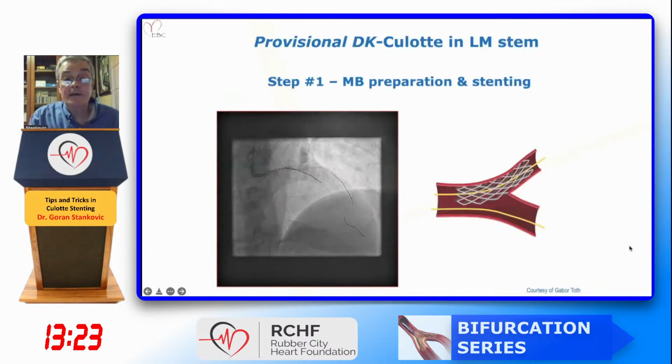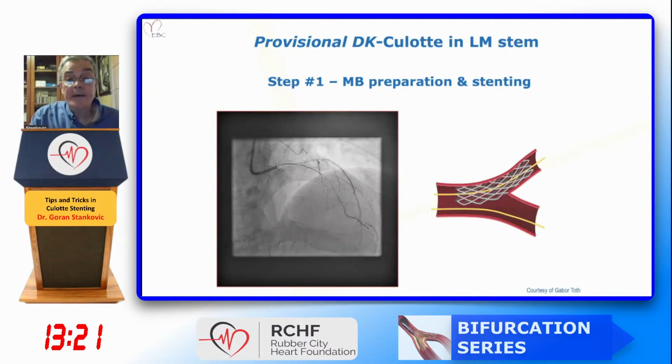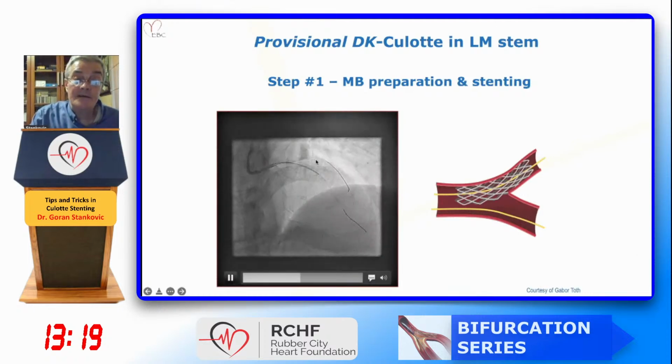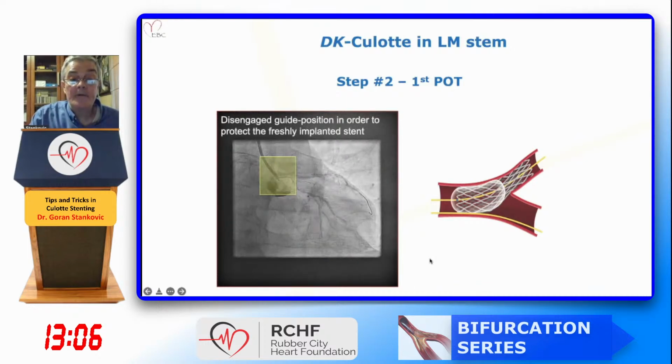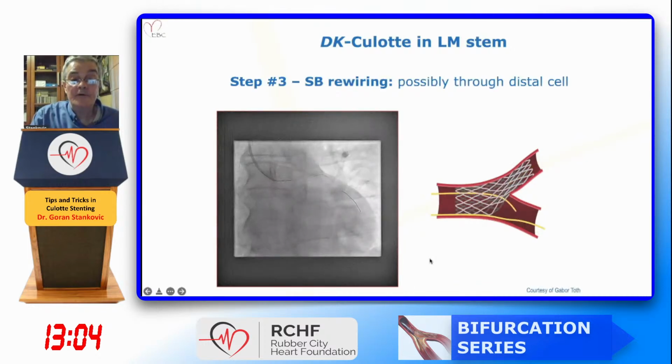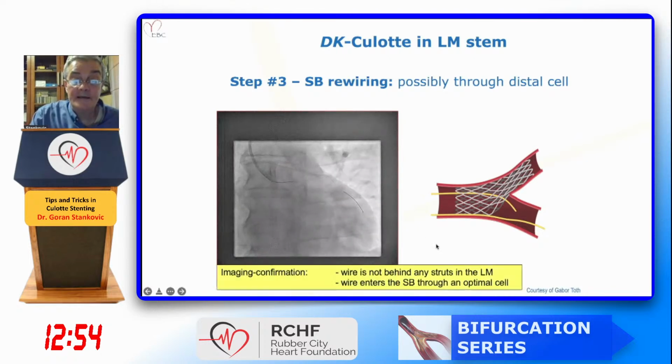And this is the OCT. So the first step, main branch preparation and stenting, stenting not from the ostium, but from the mid part, from the diseased part of the left main into the LAD. After that, first POT, we disengage, of course, the guiding catheter. After the POT, we rewire the side branch, aiming with the pullback maneuver towards the distal cell.